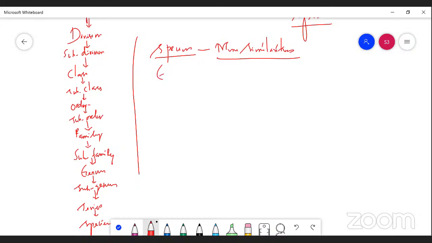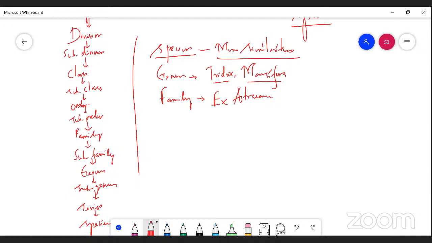What is the second one? Genus. A genus is completely different from the species of other genera. For example, Tridax is one genus, Mangifera is another genus, and these genera are completely different from each other. Next, family. A number of genera are grouped together to form a family. Families always have fewer similarities than genus and species. An example is Asteraceae. So families typically show some similarities.